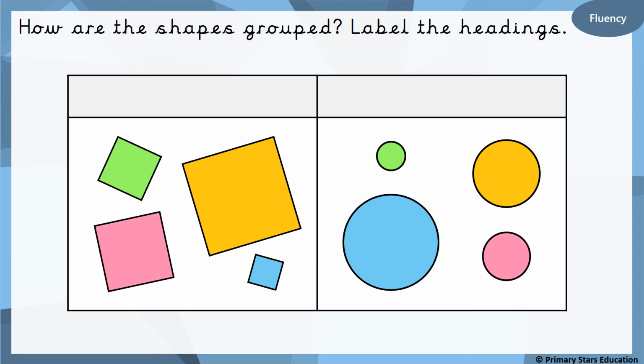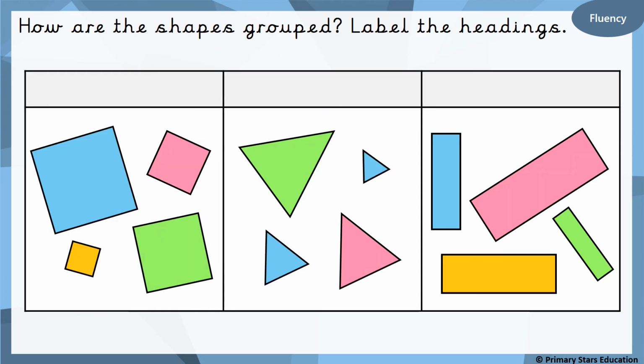I have 8 shapes and I've put them into 2 groups. How have I grouped my shapes? What should I put as the heading of my group? How have I grouped these shapes? That's right, they are all squares. Fantastic. How have I grouped these shapes? Brilliant, they are all circles. I have grouped my shapes into squares and circles.